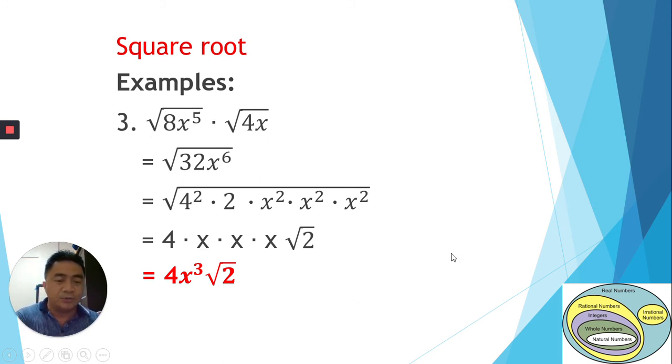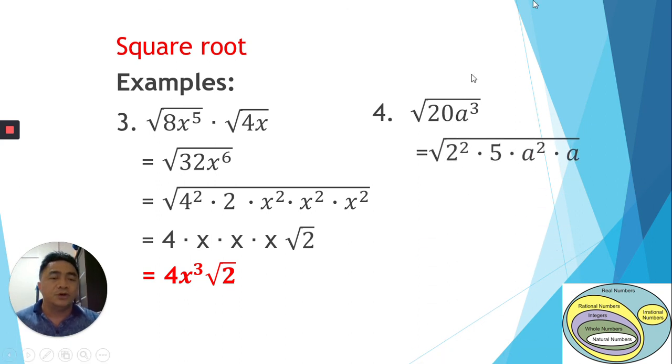Now we go to our fourth example. We have the square root of 20a power 3. For this one, you can split or not split, it's still the same. You will arrive at the same answer. For 20, we can have 4 and 5, so 2 power 2 is 4 times 5 is 20, right? For a power 3, we can have a power 2 times a. Again, for the same base, we add the power. 2 plus 1 is 3.